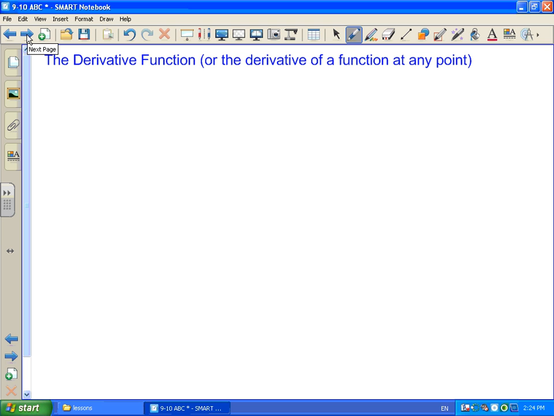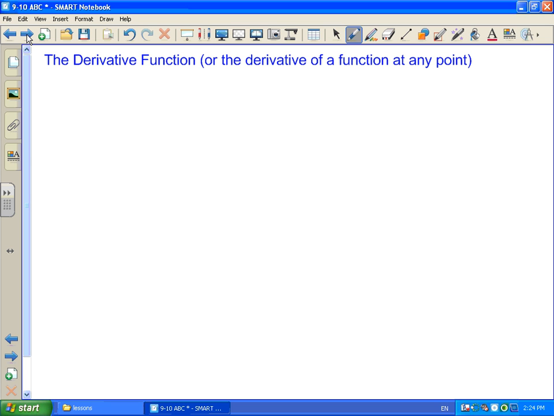So the next thing we want to look for is how we can find the function that represents the derivative at any point that we're interested in here. The process is very, very similar. It's essentially the same formula, except instead of having that specific value of a in there, we're just going to have the general expression, we're just going to have x in there instead.